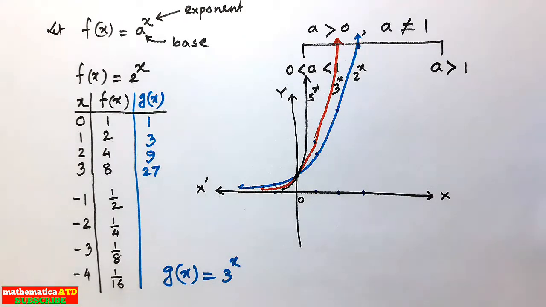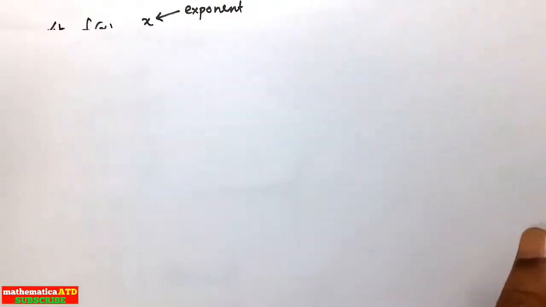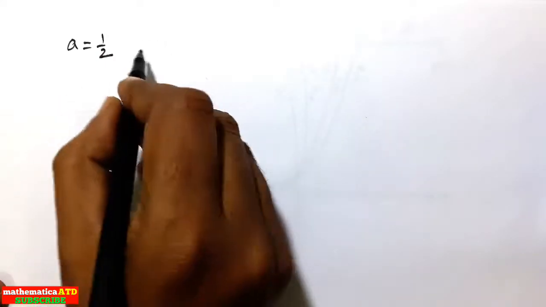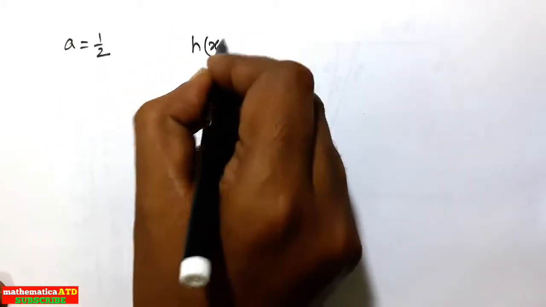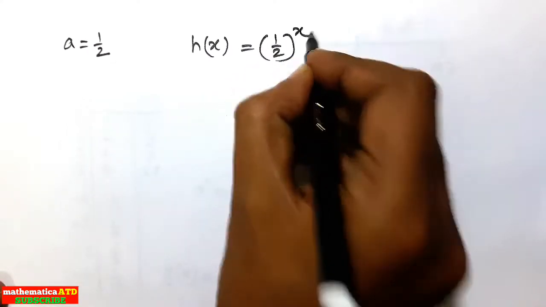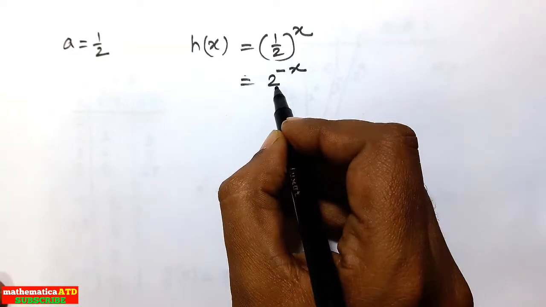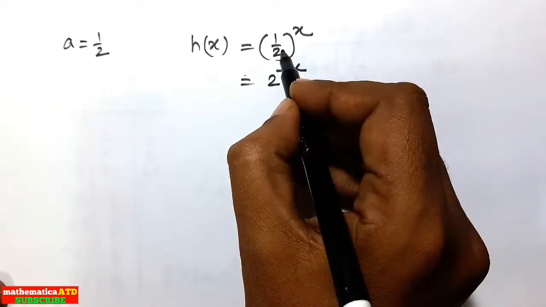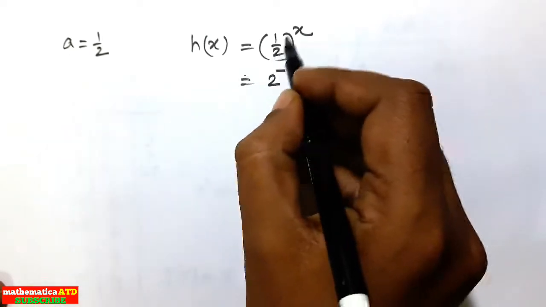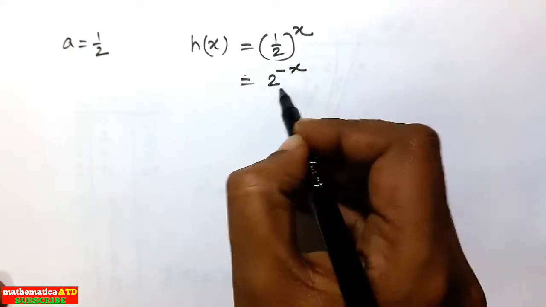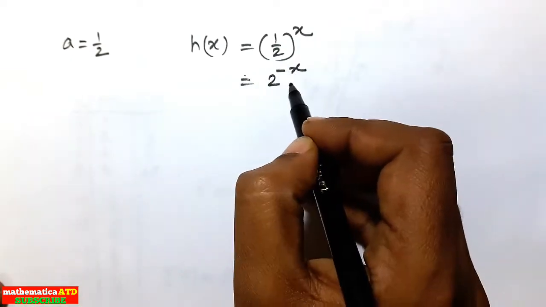Now what happens when we change the base to a fraction, say a is equal to half? In this case, our exponential function will be h(x) is equal to half to the power x. Half to the power x means 2 to the power minus x. Now the base is less than 1. A is equal to half, the base is less than 1, but this is positive. So now the exponent becomes negative, since we have put it as 2 to the power minus x. In this case, what happens?